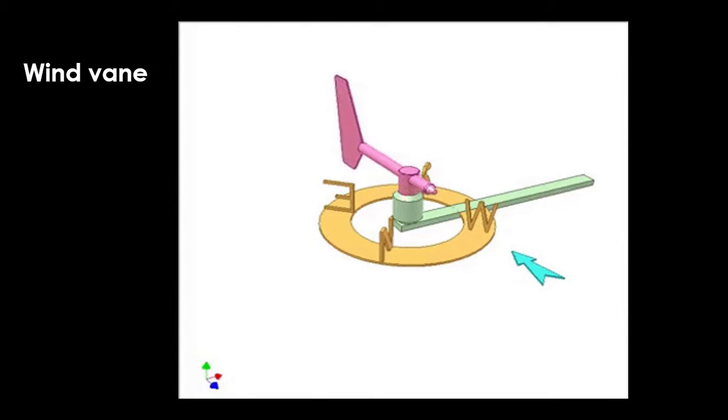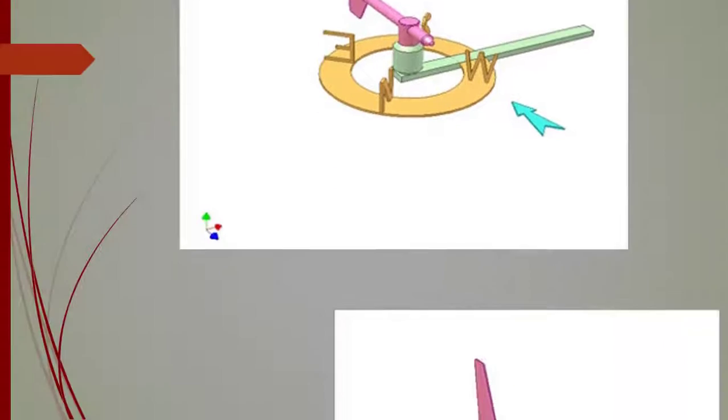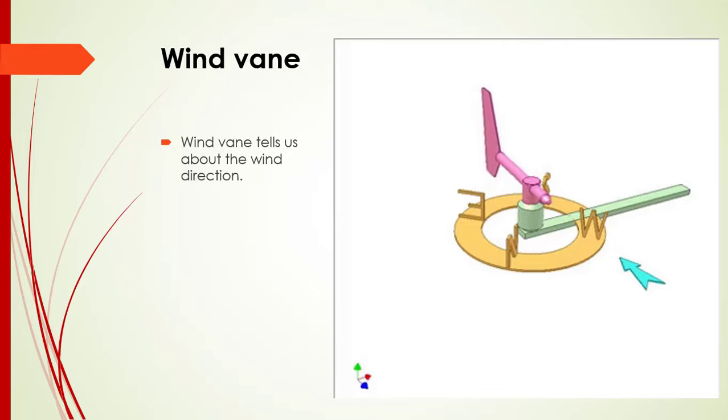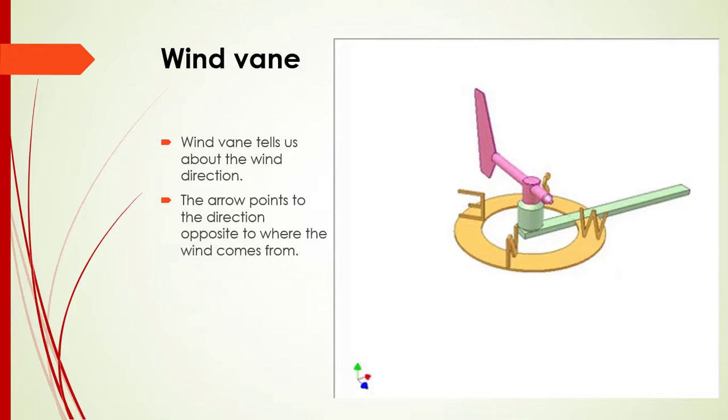Now, wind vane. Wind vane tells us about the wind direction. The arrow points to the direction opposite to where the wind comes from.